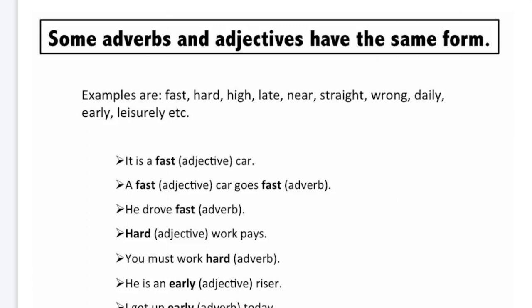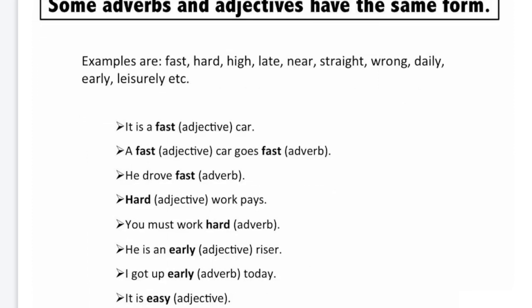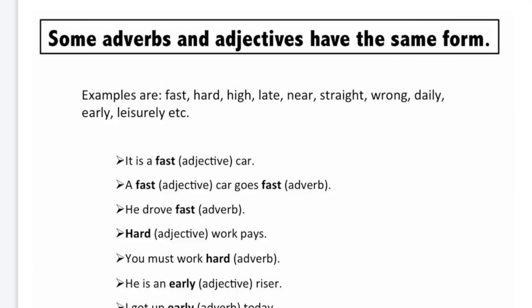Now there are some adjectives and adverbs which are the same. They can be used as adjective also and adverb also. These words will not change, and these are very important in the exam, because the examiner knows that you are looking for -ly to find an adverb. But these will remain the same, no matter whether you use them as adjective or adverb. So these words are fast, hard, high, late, near, straight, wrong, daily, early, leisurely. These are all adjectives also and adverbs also.